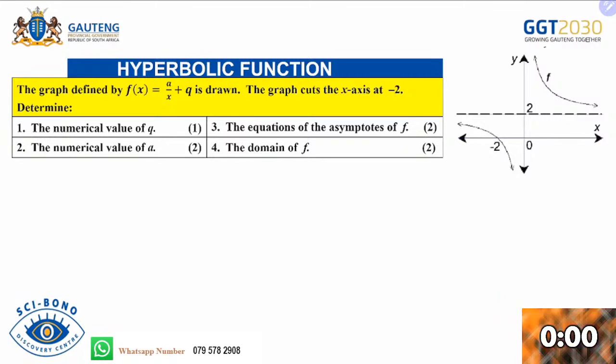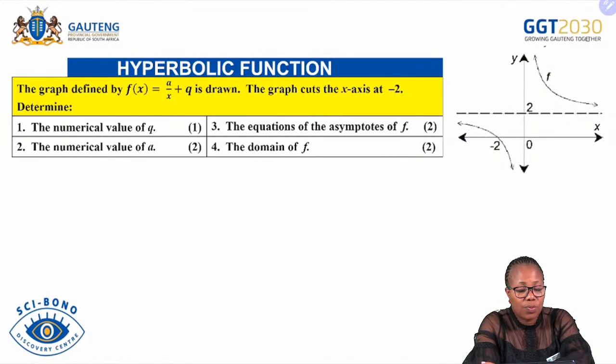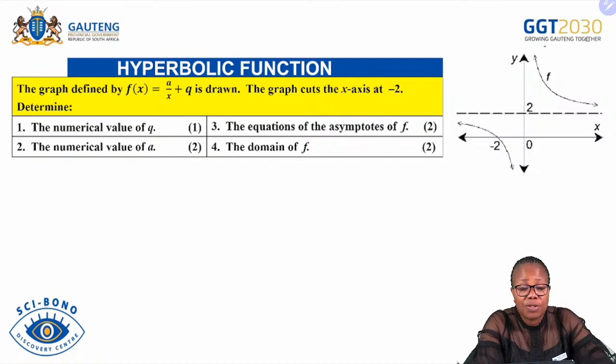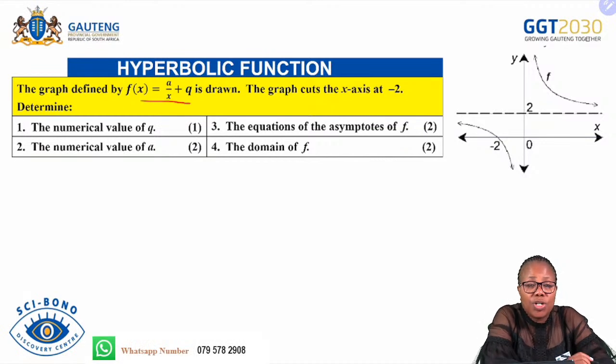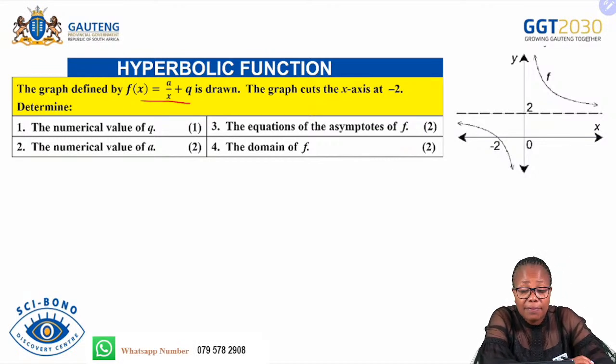Okay, grade 12s. Let's see how far did you go with this one on your own now. It states that the graph defined by f of x, which is equal to a over x plus q. Remember, you must know your functions by just looking at the equation. Therefore, this is a hyperbola graph, okay? And then the graph cuts the x-axis at -2, as you can see on the diagram there. This is cutting at -2.